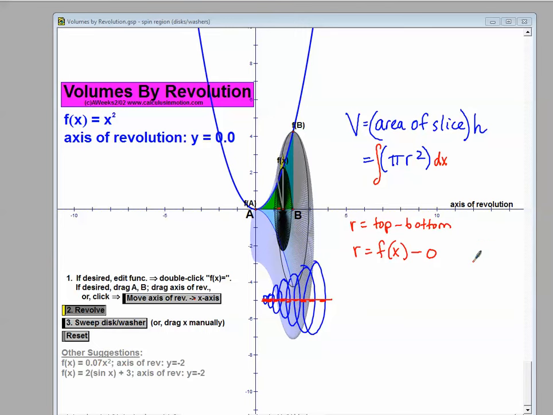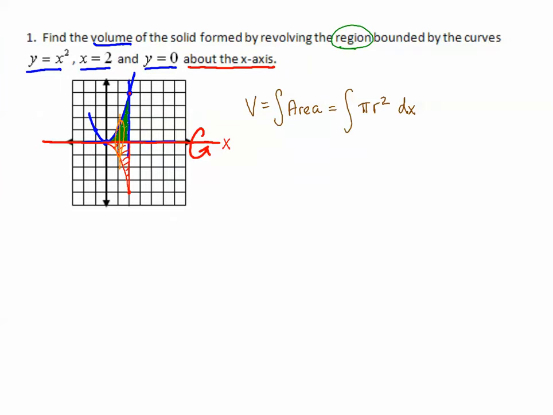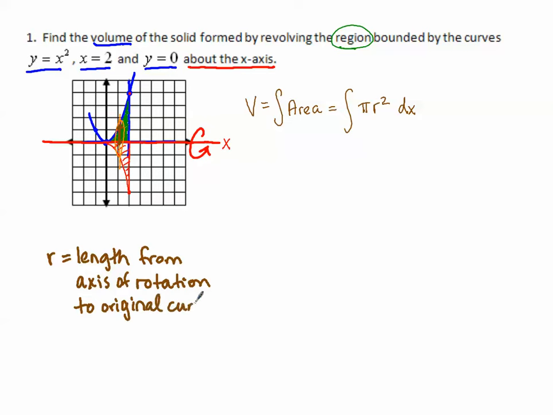Let's go back to the problem that we started working on here. My radius goes from the axis of rotation, I always start it there, to the original curve, so perpendicular to the axis of rotation. So make yourself a note. The radius is the length from the axis of rotation to the original curve. Also make a note, it's perpendicular to the axis of rotation.